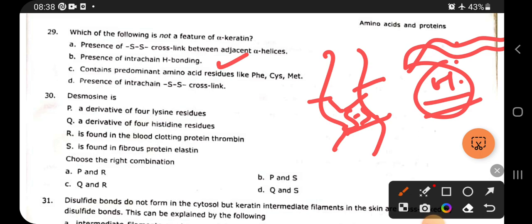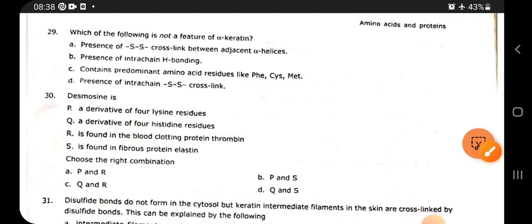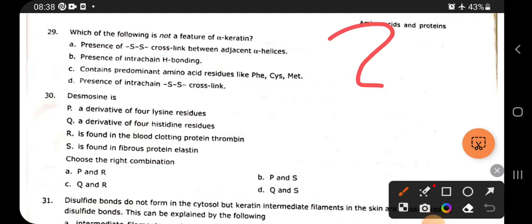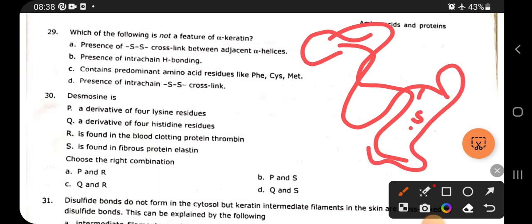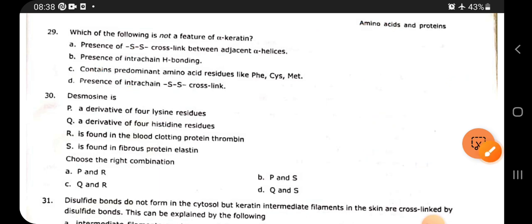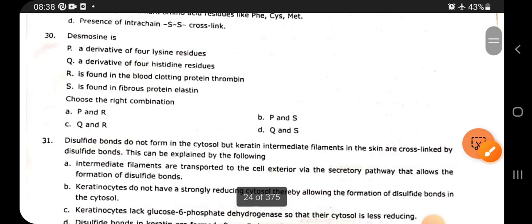D, presence of intrachain S-S cross-links. First of all, it's a very logical question: you can't have S-S linkages within a single polypeptide chain. It can't cross-link on itself with the help of disulfide. Disulfides are mostly there to form multimers of protein. So intrachain is a problematic word here. Therefore, it's not a feature of alpha keratin. The 30th question says desmosine.